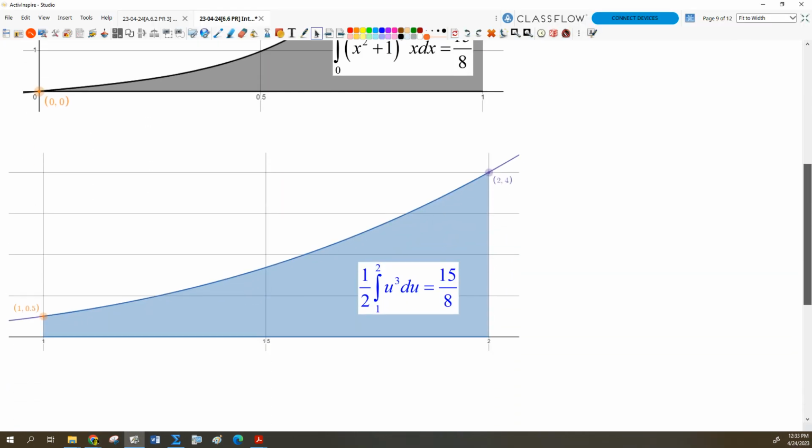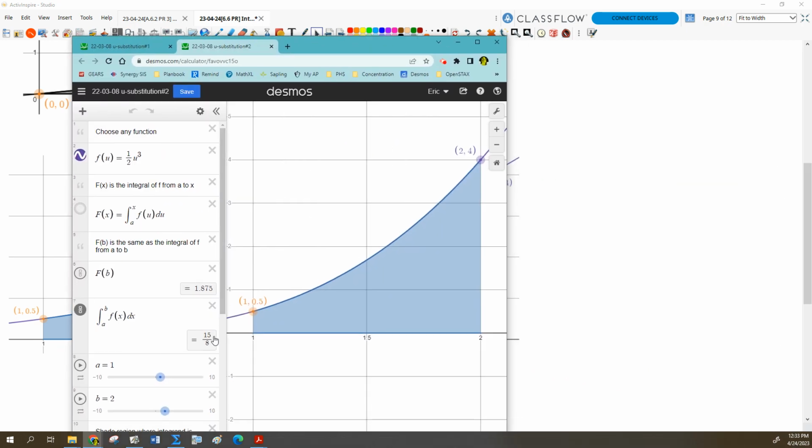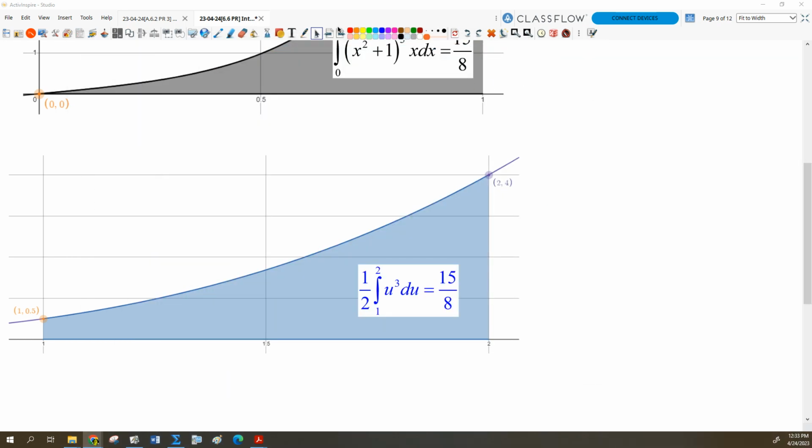Okay, so now that's what the integral looks like in terms of u, right? Isn't that what we got? 1/2 times the integral of u cubed du from 1 to 2. So it's a much easier graph. Now we're just looking at the area under the function u cubed from 1 to 2. And what do you know? It's the same area, even though the two graphs look completely different.